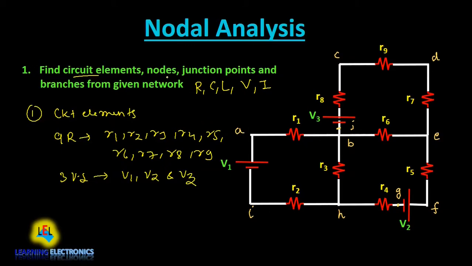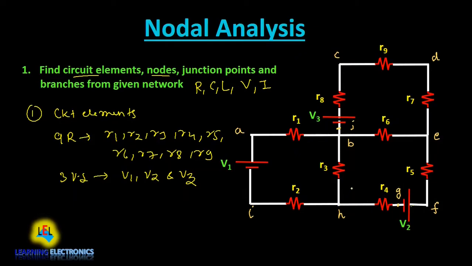Now next we have to find out the nodes. What is the definition of a node? At least two branches should be connected at a point. So here A, B, C, D, E, F. Then here two components are connected. In the definition it is given that two components should be connected. So here a resistance and a voltage source are connected, so it is also a node.